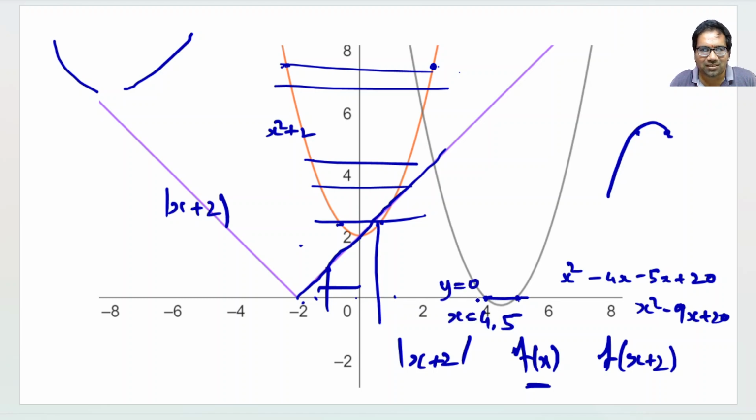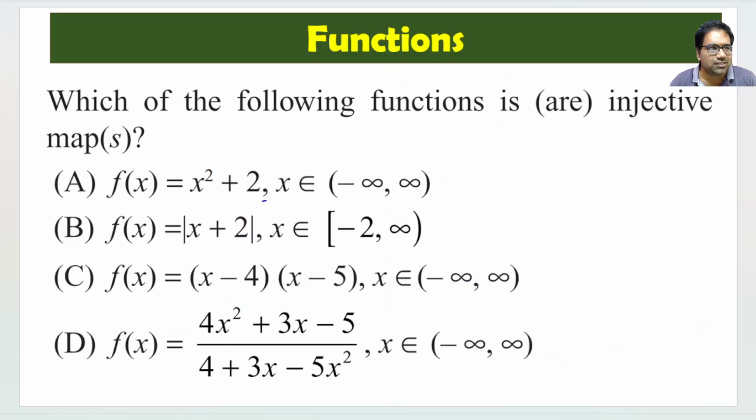What does that mean? For two different values of x, the two different x's, 4 and 5, are both mapping to 0, which is not possible if it is 1-1. 1-1 means it is either continuously increasing or decreasing. It is like the same graph, right? So now it is not 1-1, it is not an injective map. One x should give only one y, then only it is injective.